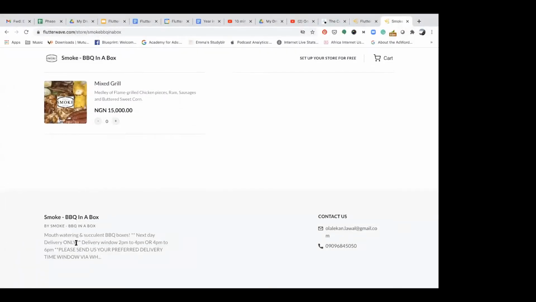This is a live Flutterwave store. At the bottom of the page, you see your store description, and then you see the information. So this store has delivery windows and that kind of information that is important for customers to know, so they've added that here. But depending on your business type, you can add whatever information you think is most important and want to put front and center in your description section. So that is how to add your social media handles.